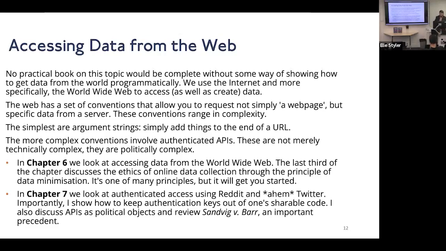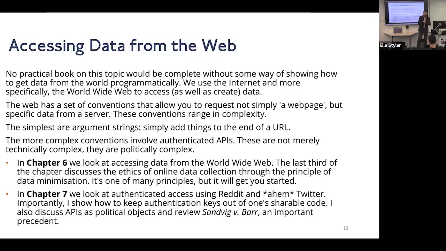Because we know that that can be really complicated. Now in chapter 7, I talk about authenticated data. And so I go through different ways in which you authenticate, one of which is with Twitter, but it's not for Twitter per se. It's for the notion that sometimes the server wants to know who you are. They want to know that you have access to this data, not other people.